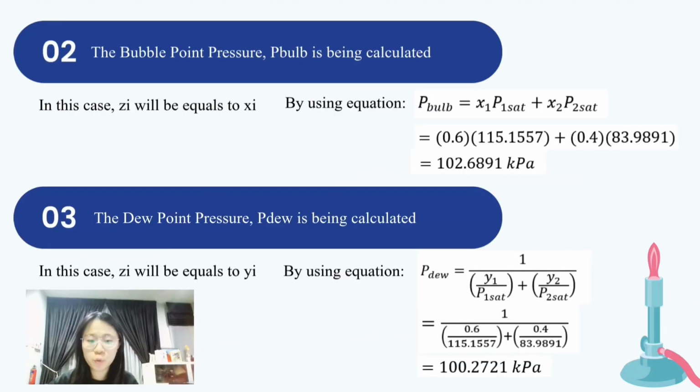And next, for step 2, we need to determine the bubble point pressure by assuming the feed composition represents the liquid phase, which in this case, Zi will be equal to Xi. And by using the equation listed in the slide, we get that the bubble point pressure will be equal to 102.6891 kilopascal. While for step 3, we need to calculate the dew point pressure by treating our feed composition as the vapor phase, which in this case, Zi will be equal to Yi. And by using the equations listed, we get that the dew point pressure will be calculated as 100.2721 kilopascal.